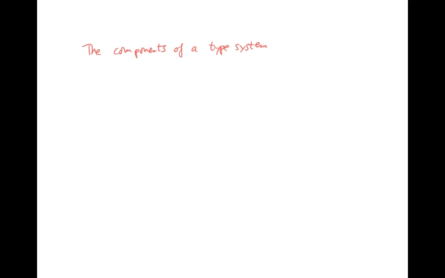Before we present the simply typed language and its type system, it's a good idea to first have a look at the components of a type system. A type system for a programming language always consists of a definition of the abstract syntax of the language. And one does that in the form of formation rules. And the abstract syntax tells us what programs are going to look like.